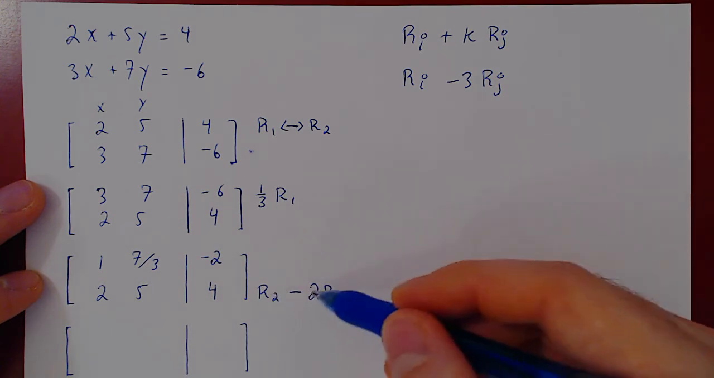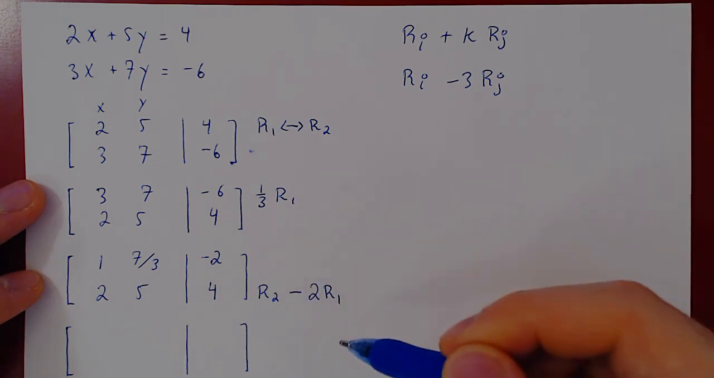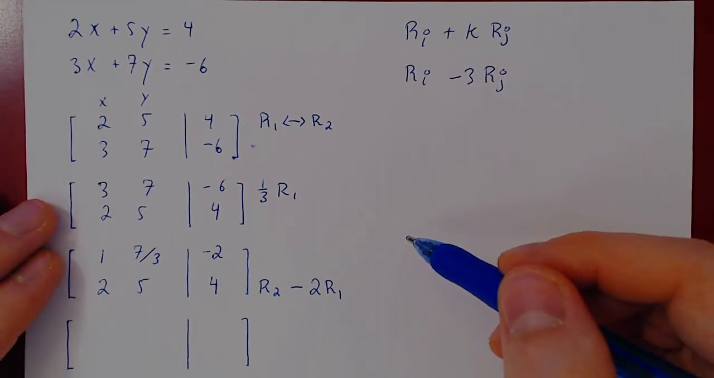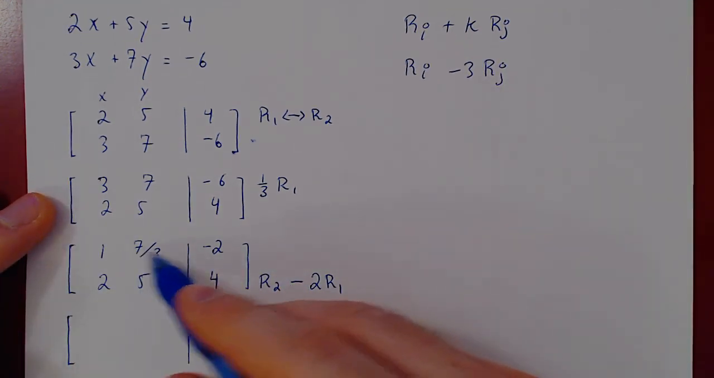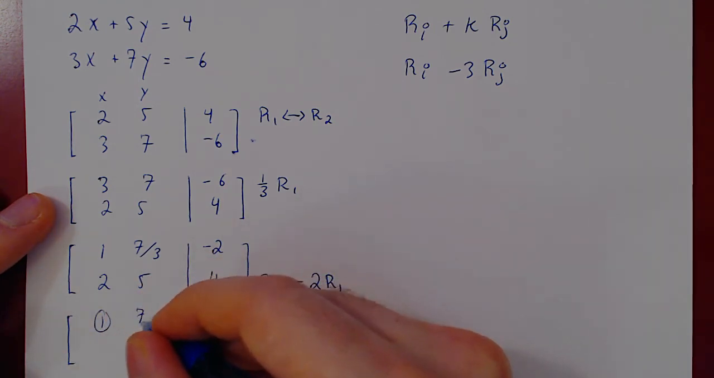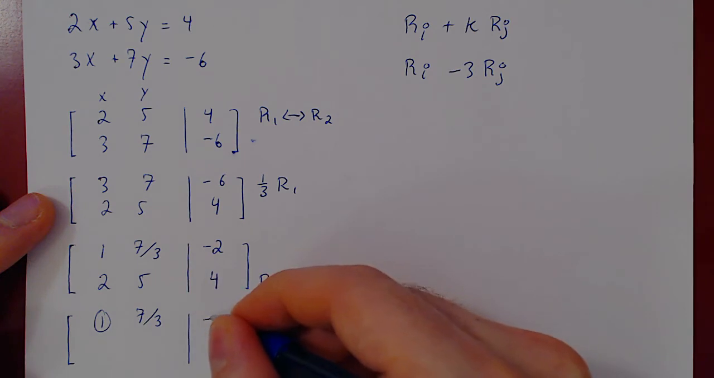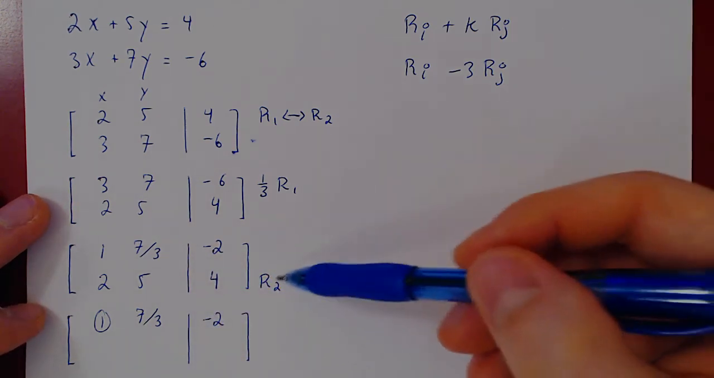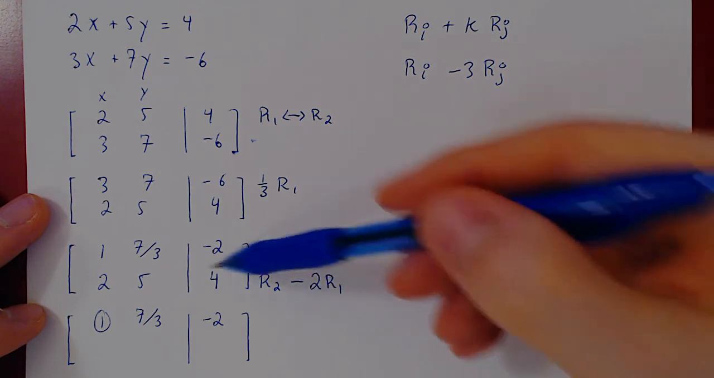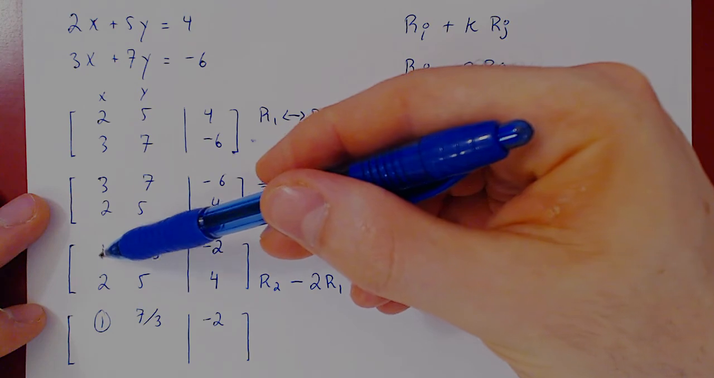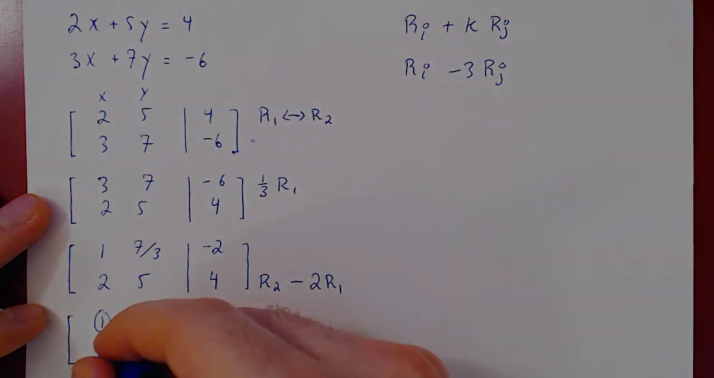We are subtracting twice row 1 from row 2. This is an allowed row operation. Before we do so, let's recopy row 1 as we are not changing it. So let's apply this row operation. So row 2 minus 2 of row 1. So 2 minus 2 times 1 is, 2 minus 2 is 0.